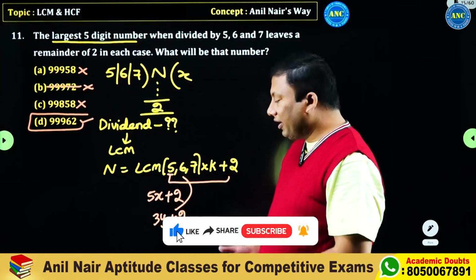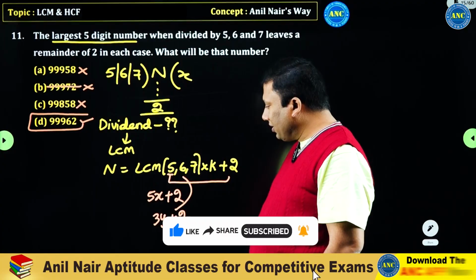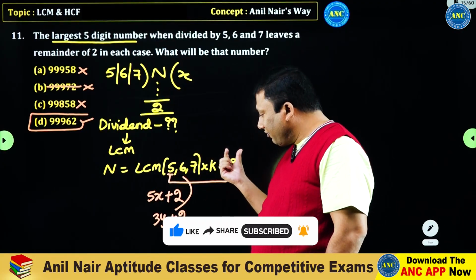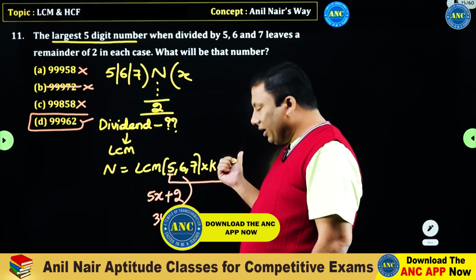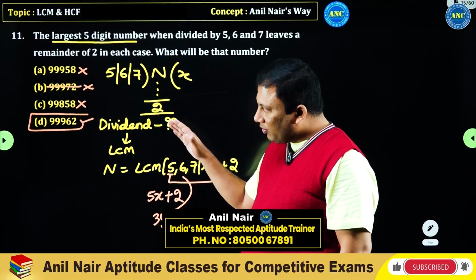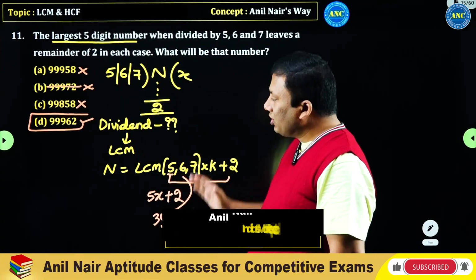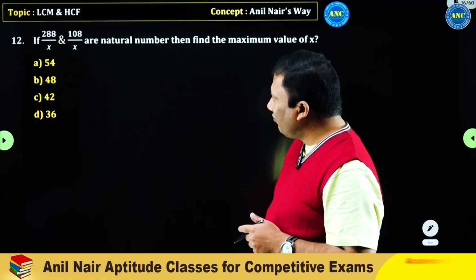Kindly do not find out this value, LCM of 5, 6, 7, into K plus 2. The answer when divided by 5, remainder should be 2. The answer when divided by 3, remainder should be 2. Please check these two. I eliminated 3 options, so the answer has to be option D. I hope the concept is very much clear.